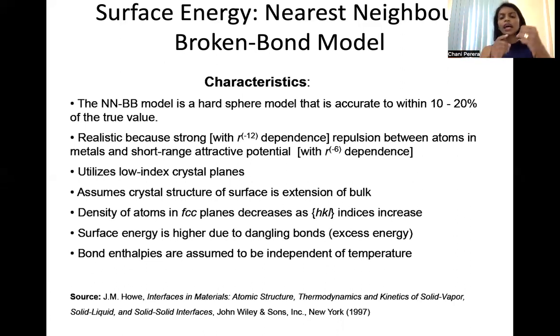But on the surface, as I said earlier, atoms have nearest neighbors only towards the inside of the bulk. What happens at the surface? They don't have that many. They don't have nearest neighbors to share the bond. So there is a dangling bond here and there, which is not shared with another atom. These dangling bonds are the excess energy in the surface. And bond enthalpies are assumed to be independent of temperature.